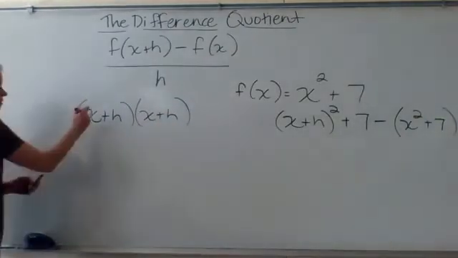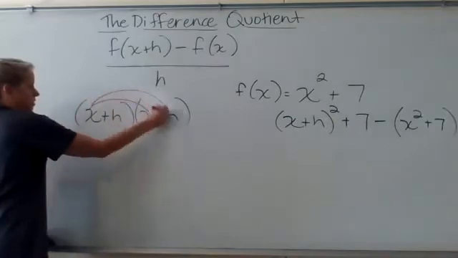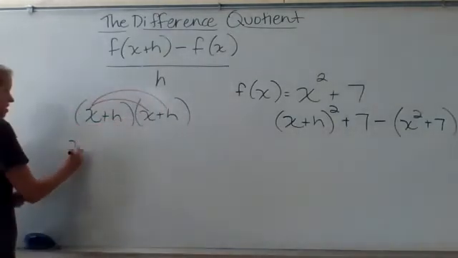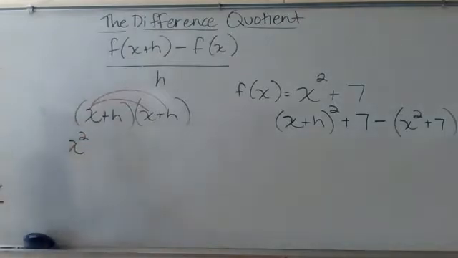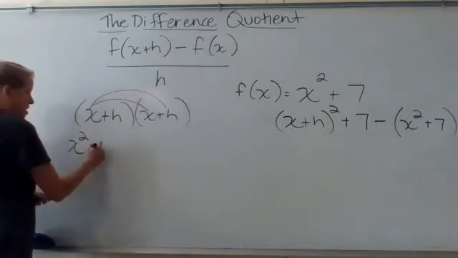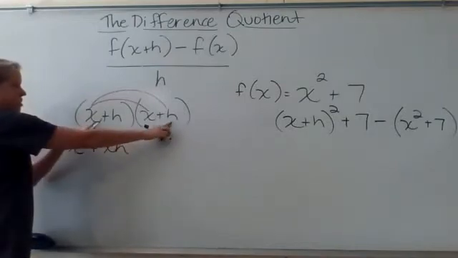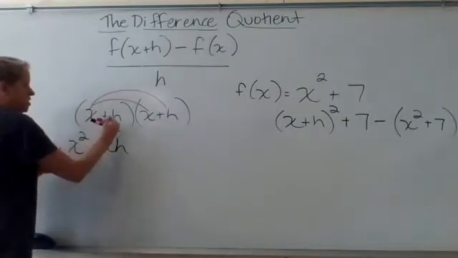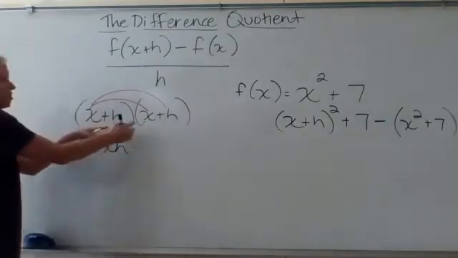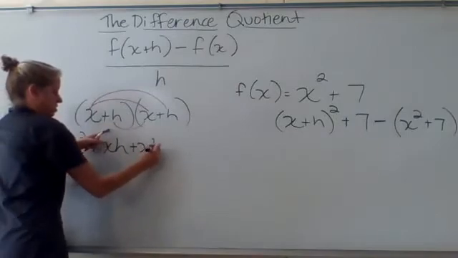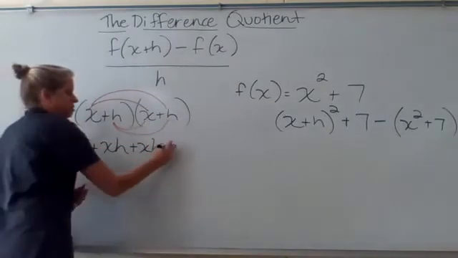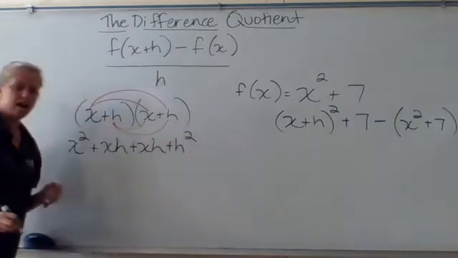So let's FOIL. My first, x times x, gives me x squared. My outer, x times h, gives me plus xh. My inner, h times x, gives me another xh. And then my last, h times h, gives me h squared.